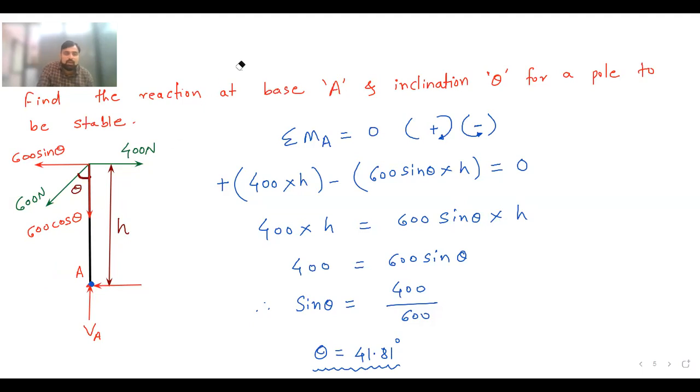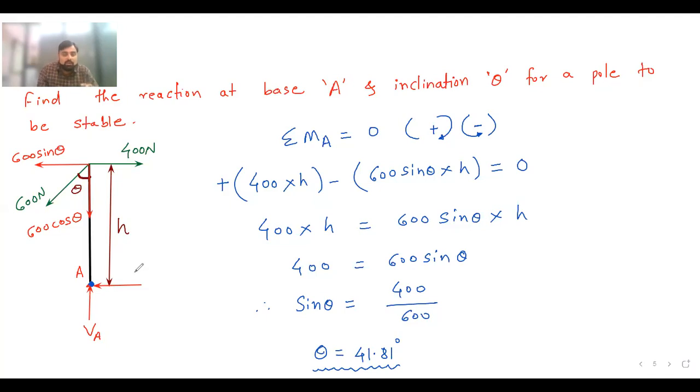Can I do this? Yes, I can, because I am doing it within the body. I am doing it on that point only, and I am following the rules. I am shifting it along its line of action, according to the law of transmissibility of force.